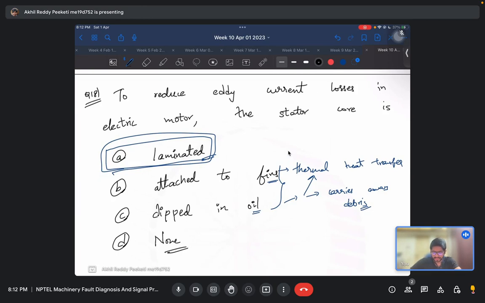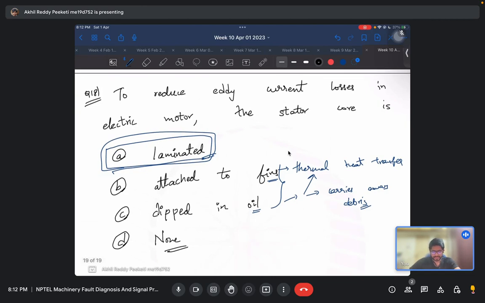To reduce the eddy current losses in an electric motor, the stator core is laminated. The lamination of the stator core reduces the eddy current losses, whereas attaching fins or dipping in oil helps in other functions: it reduces local heat buildup by transferring the heat uniformly, and it can also carry away debris produced by wear and tear of the rotor or stator. So they don't work for reducing eddy current losses. The lamination helps in that.